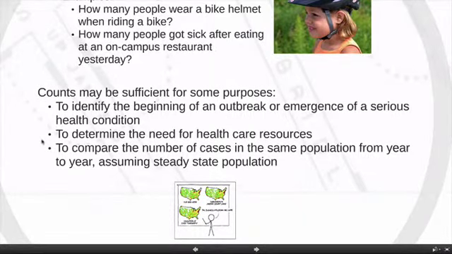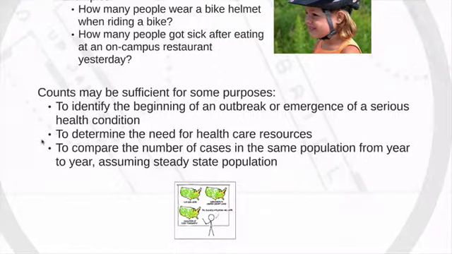Counts also help determine the need for healthcare resources. So again, you may know in a community that 50 people are diagnosed with HIV, and that will give you some sense of how many physicians or clinical care units you need in that community to deal with that many patients. It doesn't matter if it's 1% of the population or 50% of the population, you need to serve 50 people.